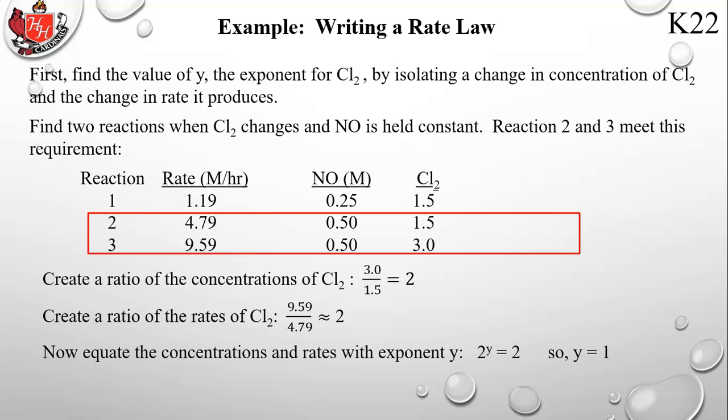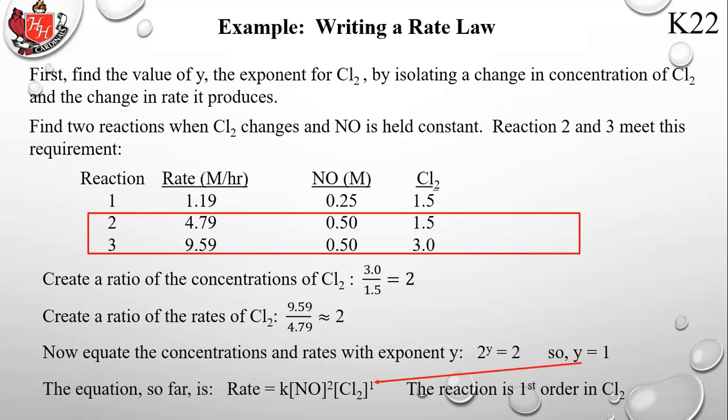Okay, so here we go. We take the 2 from the concentrations and we put it down there. We take the 2 from the ratio of the rates and we put it over on the other side of the equal sign. And then we put the exponent up above the ratio, the 2 that represents the ratio of the concentrations. So 2 to the y power equals 2, and of course that's 1. Y equals 1. So you put that right there above as the exponent of Cl2. So now you've figured out both of the exponents.